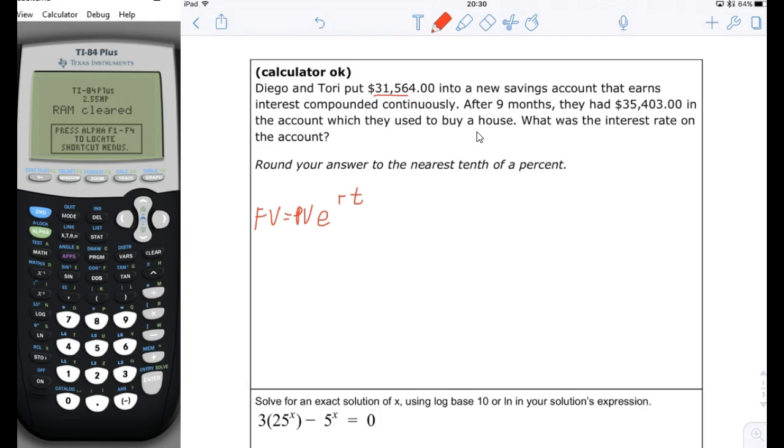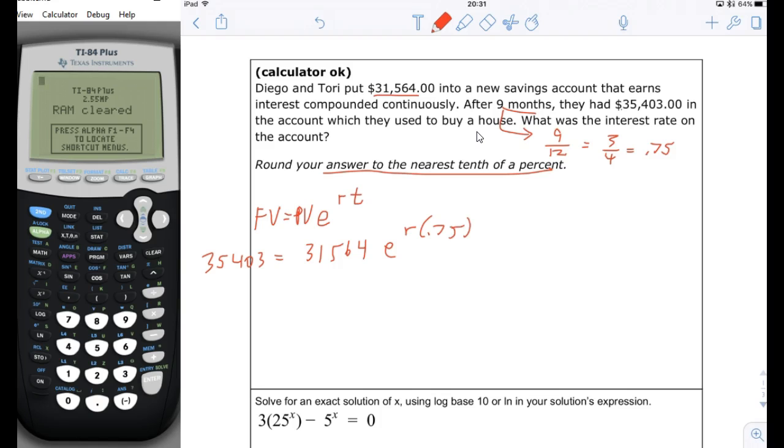So in this case we have 31,564, which is the initial value. You're going to put that into PV. After 9 months they had 35,403. And then the R value is the unknown interest rate, so you just leave R. And the T value would be the time in years. So since it's 9 months, 9 months is 3/4 of a year, right? 0.75. So we're going to use 0.75 for the time.